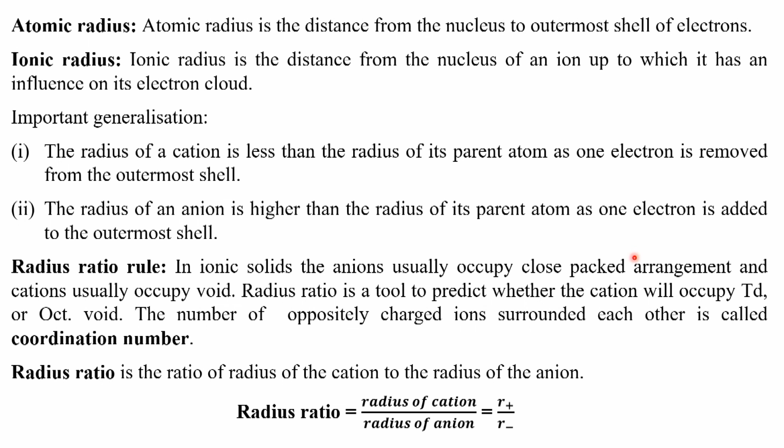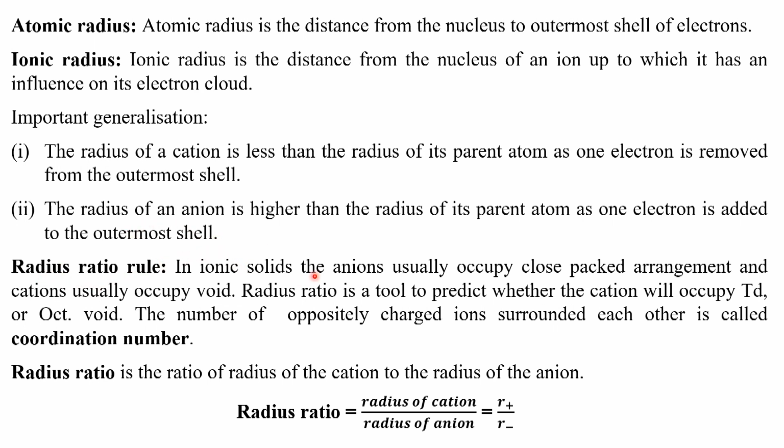Next we discuss atomic radius. Atomic radius is the distance from the nucleus to the outermost shell of electrons. What is ionic radius? Ionic radius is the distance from the nucleus of an ion up to which it has an influence on its electron cloud. An important generalization: the radius of a cation is less than the radius of its parent atom as one electron is removed from the outermost shell. And the radius of an anion is higher than the radius of its parent atom as one electron is added to the outermost shell.